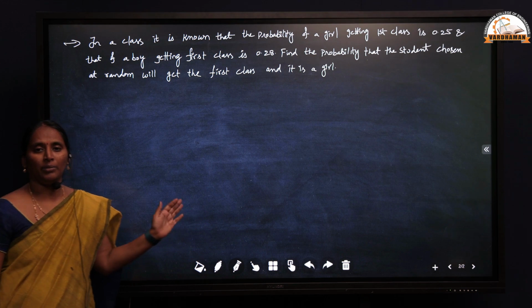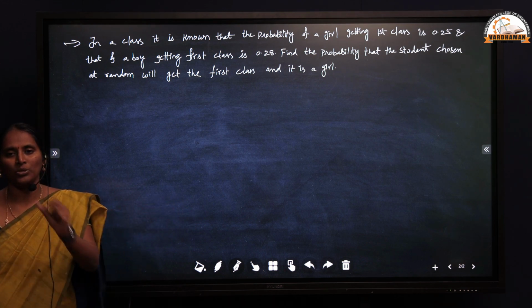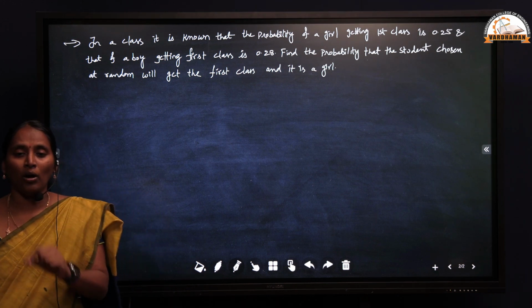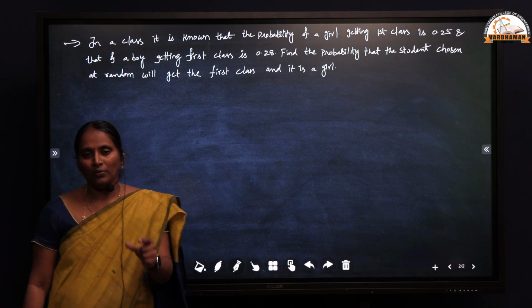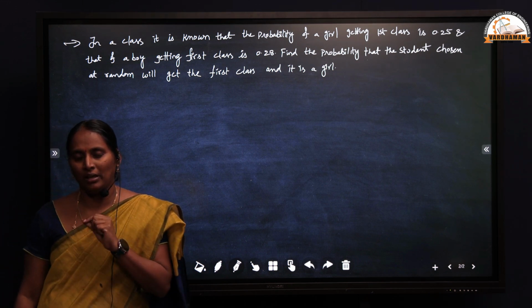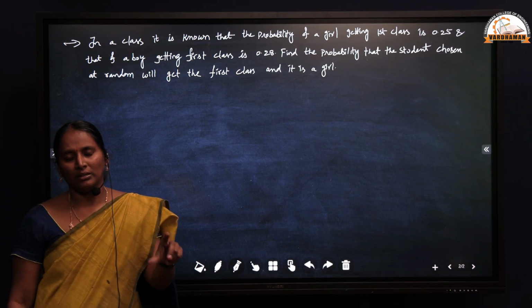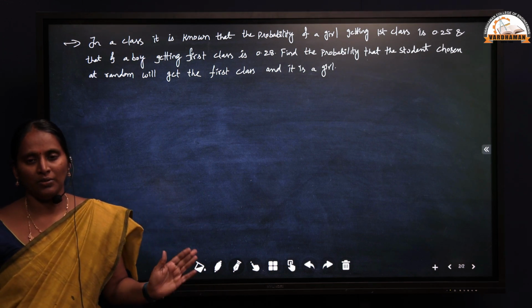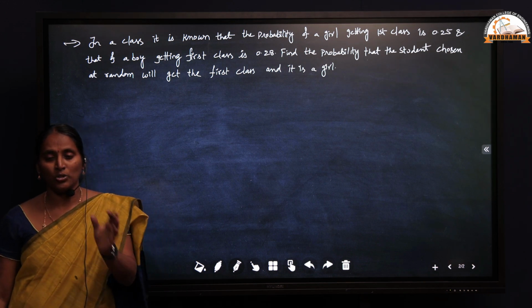We discussed earlier the Bayes theorem statement: if E1, E2 and so on, En are n mutually disjoint events such that the probability of A is not equal to 0, then for any arbitrary event A that is a subset of the union of Ei for i equals 1 to n, P of Ei given A is equal to P of Ei into P of A given Ei by the summation of P of Ei into P of A given Ei. So the theorem is completely based upon conditional probability. In the last videos we learned the definition of conditional probability.